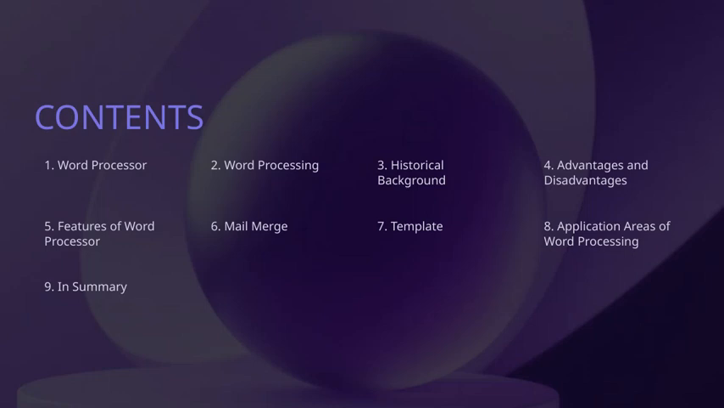Let's take a quick look at what we'll cover in this presentation. Starting with word processor, then moving on to the features of word processor, and understanding what word processing is all about. We'll also explore the historical background to see how it all started, and discuss the advantages and disadvantages of using these tools. Additionally, we'll look into mail merge and templates, which are powerful features. Finally, we'll review the application areas of word processing to see where these tools are used most effectively. This overview helps us appreciate how integral word processing has become in our daily work and communication.